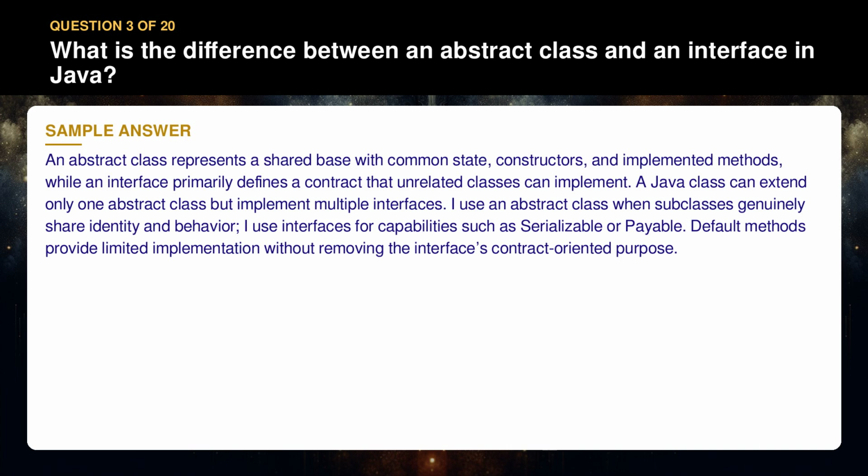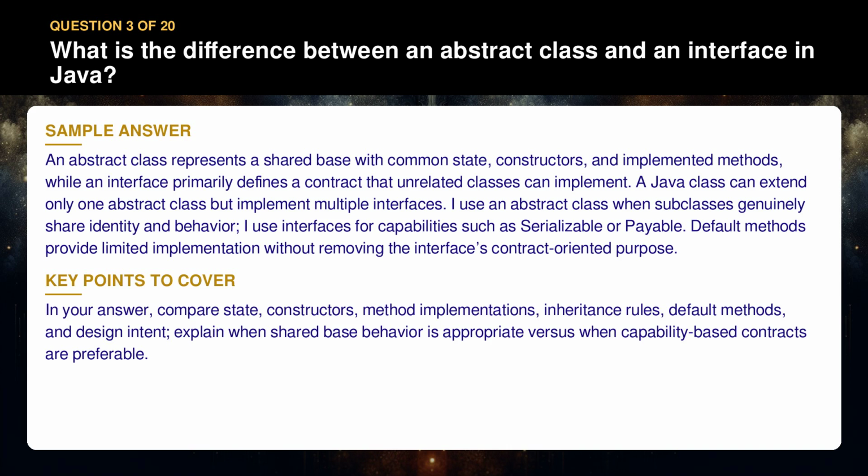I use an abstract class when subclasses genuinely share identity and behavior. I use interfaces for capabilities such as serializable or payable. Default methods provide limited implementation without removing the interface's contract-oriented purpose. In your answer, compare state, constructors, method implementations, inheritance rules, default methods, and design intent. Explain when shared base behavior is appropriate versus when capability-based contracts are preferable.